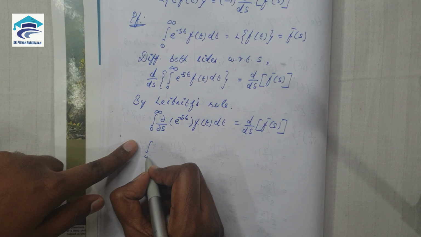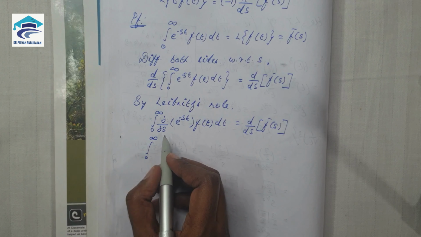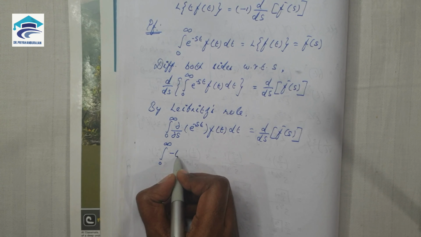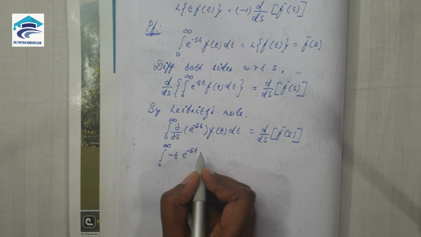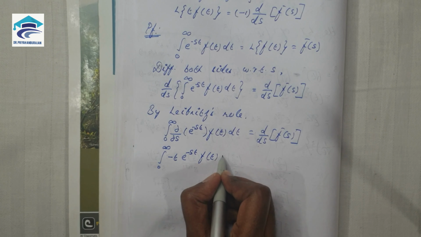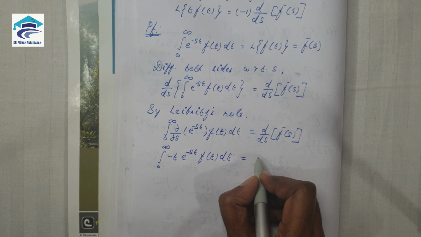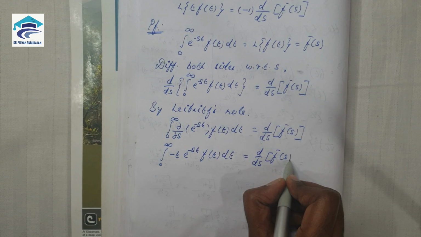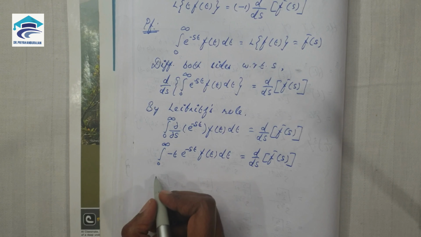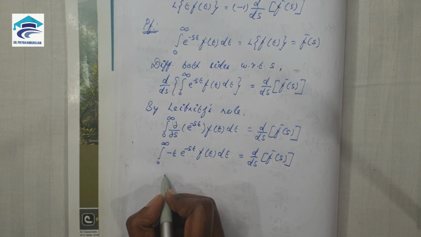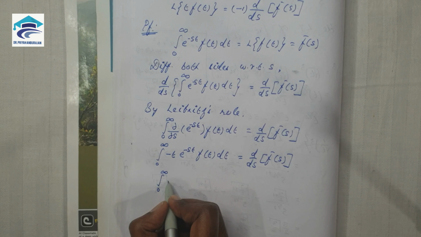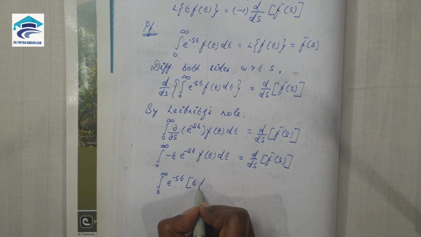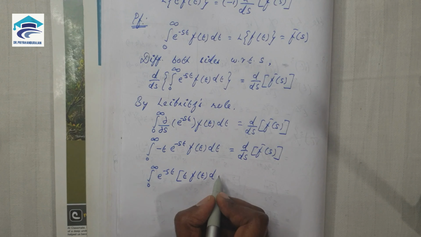And this can be written as integral 0 to infinity. A differentiation of e to the power minus st will give you minus t into e power minus st into f of t dt. So this side again it is the same, f bar of s. Further, this can be written as integral 0 to infinity e power minus st, and this is t into f of t dt.